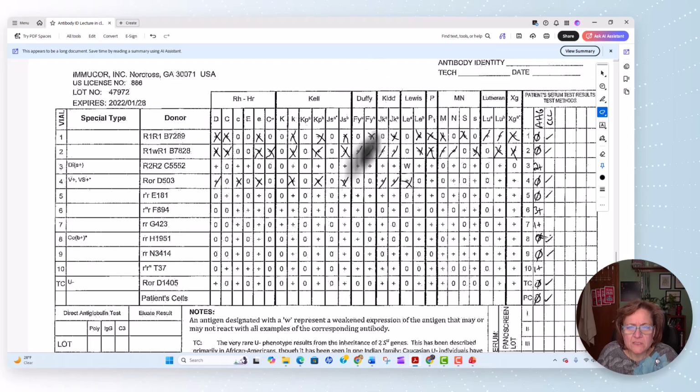Here, I want to point this out. This Duffy, see how they're both negative? So that's somebody that's Duffy A negative, Duffy B negative. We see those occasionally. Remember the population we see that in? We often see that in the African American population.